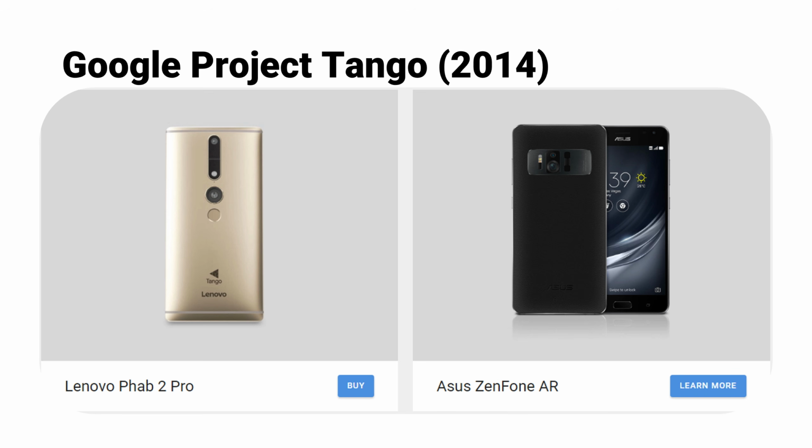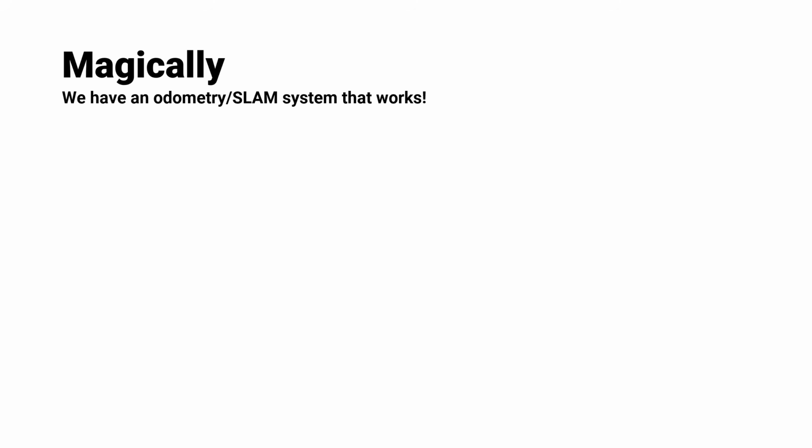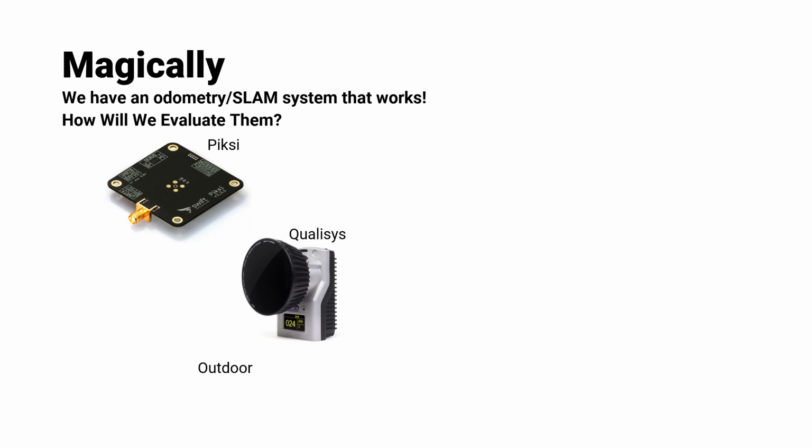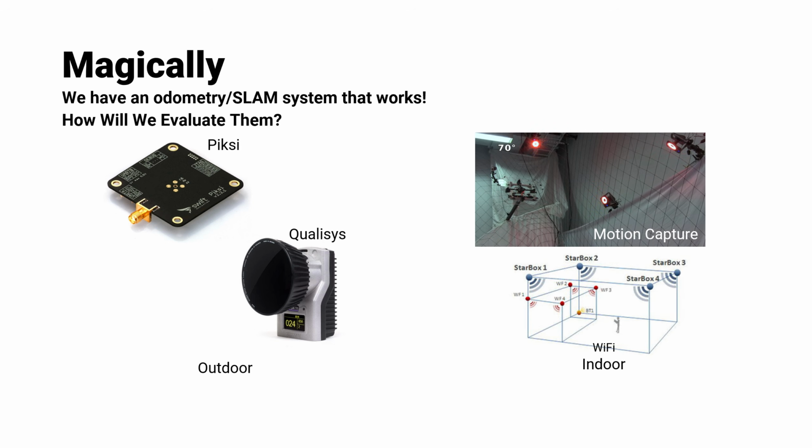So magically, if we have a SLAM or odometry system that works, the question was, how do you evaluate them? So we went back to the drawing board. We asked the question, okay, in this glass building, even if it worked, how do you know it's correct? How do you know if it's accurate, right? We were looking at what is available on the market at that time. We looked at these things called the Piksi centimeter accurate GPS or the Qualisys system for motion capture outdoors. And for indoors, we basically had a Vicon-like motion capture system and we had Wi-Fi based localization indoors. The problem was at the interface, there was nothing available at that time.